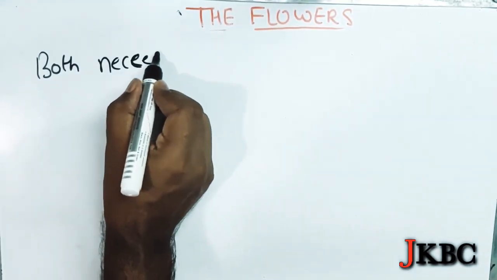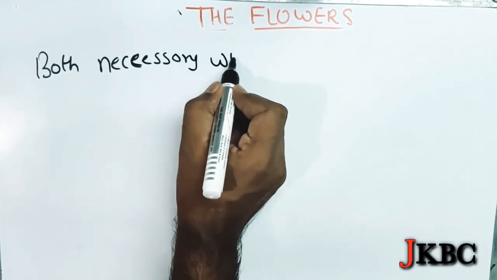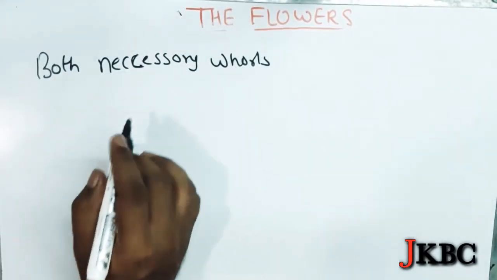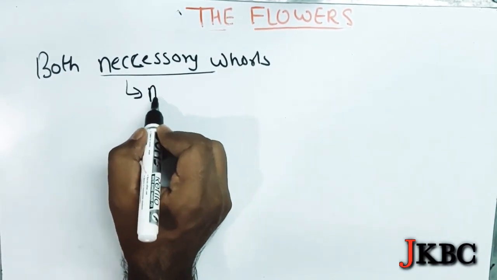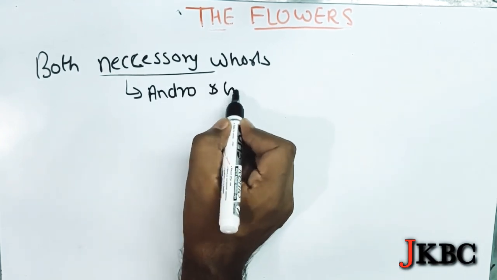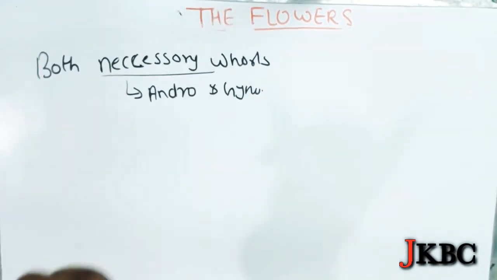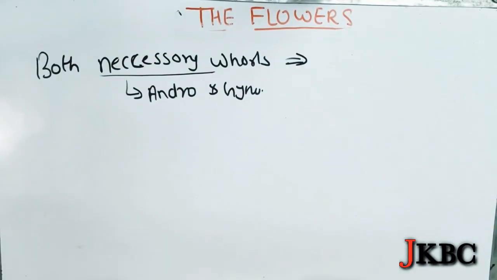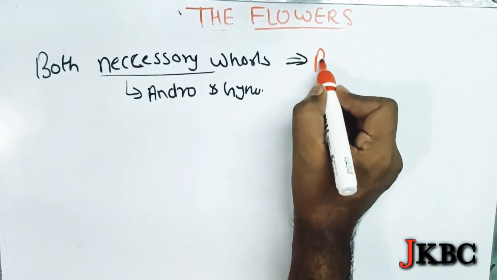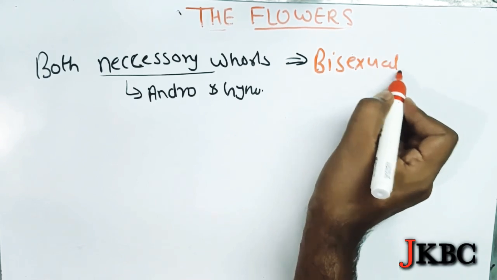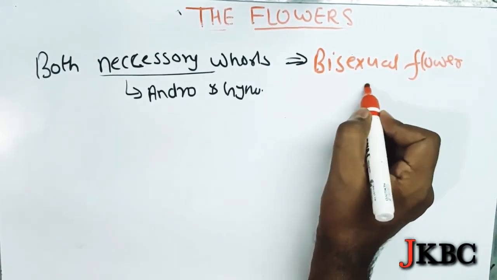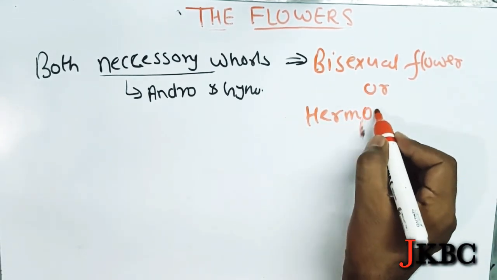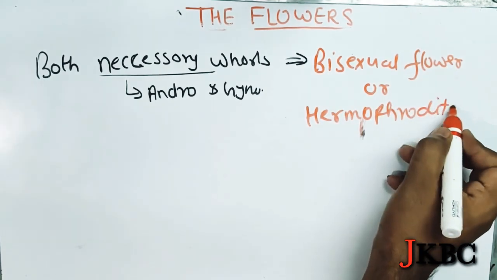that we write here, both necessary whorls, the androecium and gynoecium, are present in a single flower, then it is called a bisexual flower, or these are hermaphrodite. Hermaphrodite. You know about that.